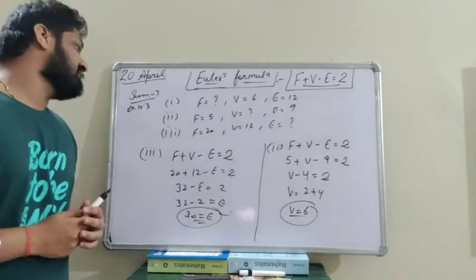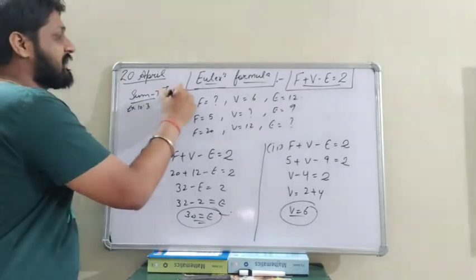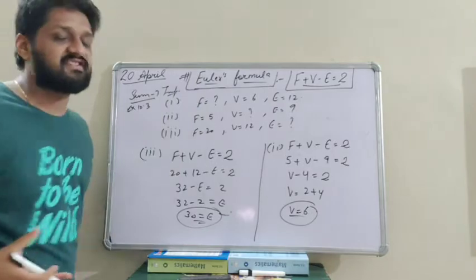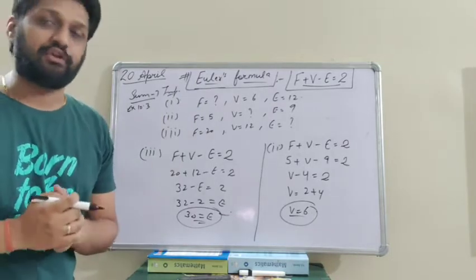So this is sum 7 of exercise 10.3, an important question, and one of the most important concepts of this chapter, visualizing solid shapes, that is Euler's formula.